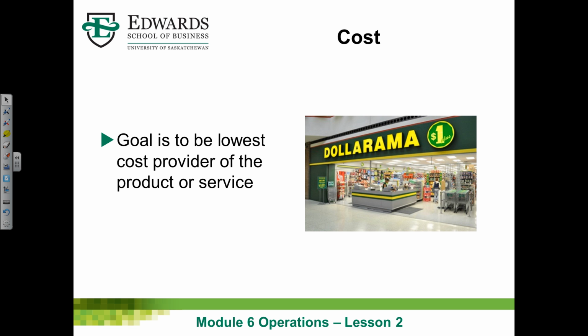Let's begin with cost. If you select cost as your dominant vector or as your competitive dimension, what you want to do is basically be able to be the lowest cost provider of the product or service. I show the example in the notes here of Dollarama, which might be an example of a company that aims to be a low-cost provider of a product or service, where everything is $1 or a little bit more.